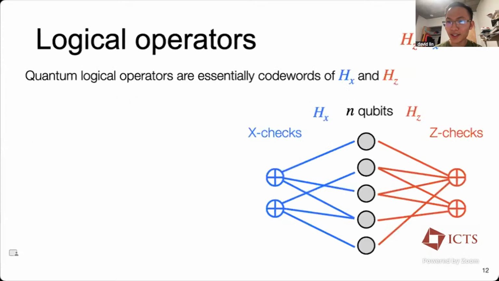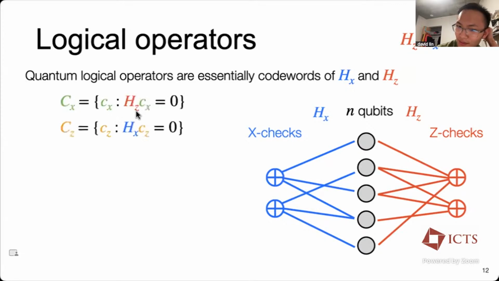Okay. So now I will move on and talk about logical operators. Logical operators are really like the codewords in classical codes. Indeed, there are these X and Z logicals, CX and CZ, and they're exactly what you expect, which is exactly the code that's induced from the Z and the X parity checks.